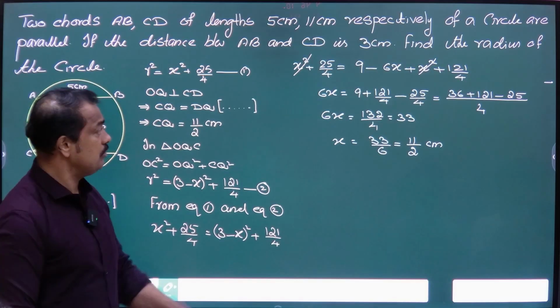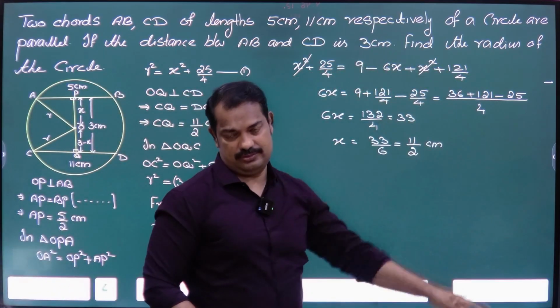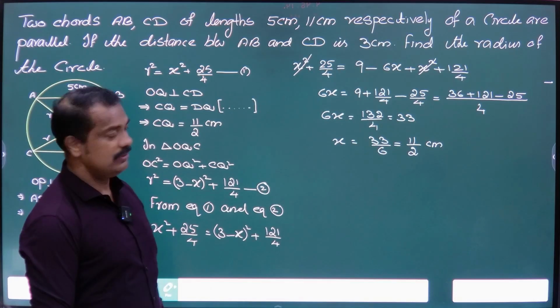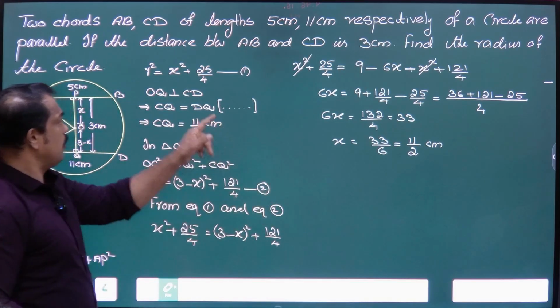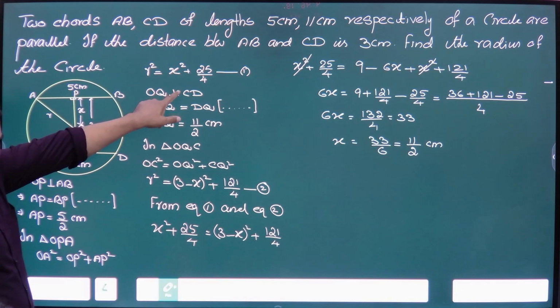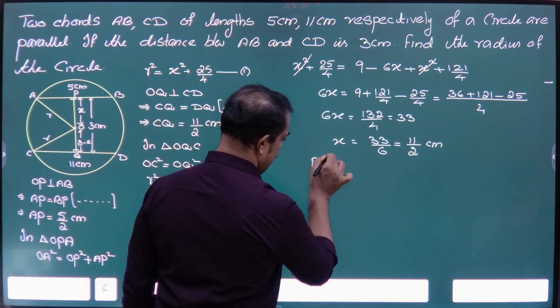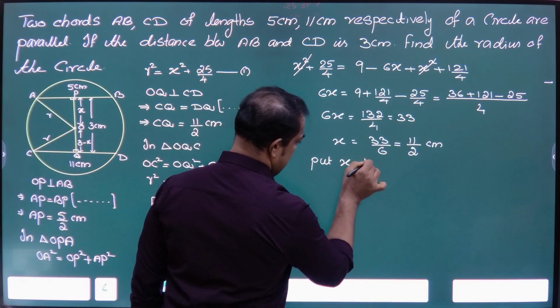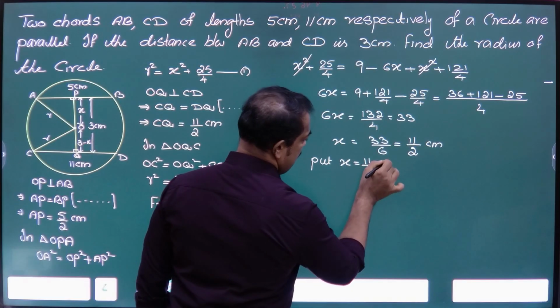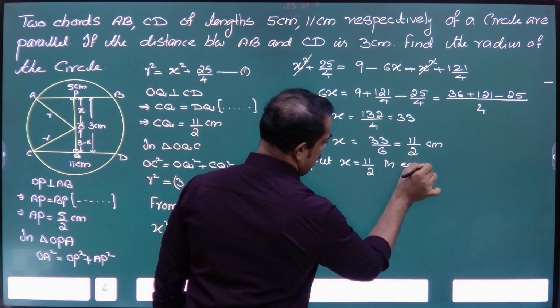What do we have to find? What do we have to find in the question? Find the radius. Put the value of x in equation 1. Put x equal to 11 by 2 in equation 1.